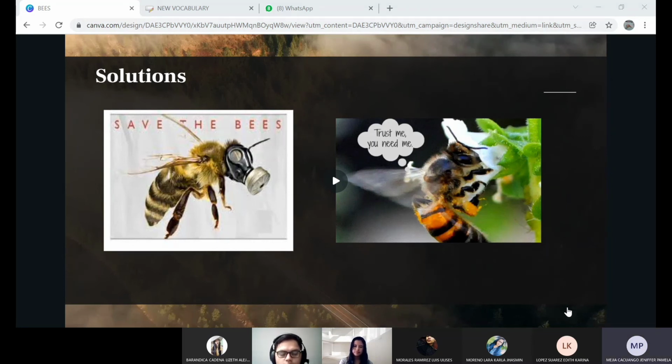People should be aware that bees play a very important role in the environment. Therefore, they should reduce pesticides and look for something less harmful, I think.